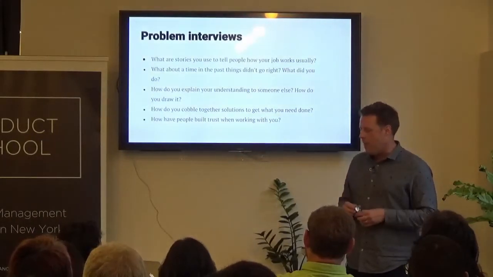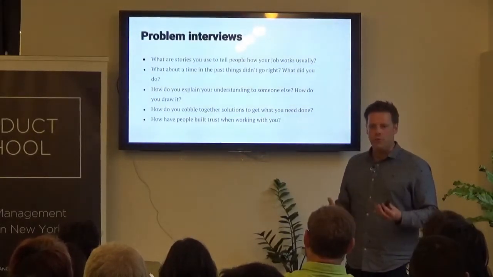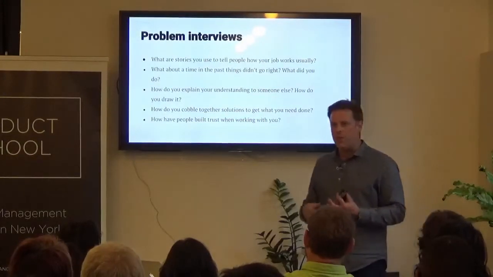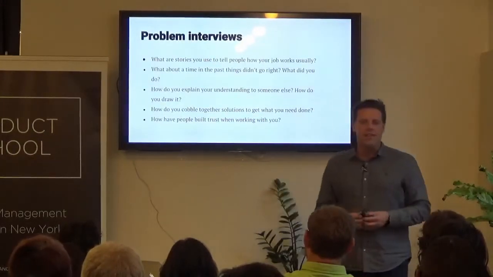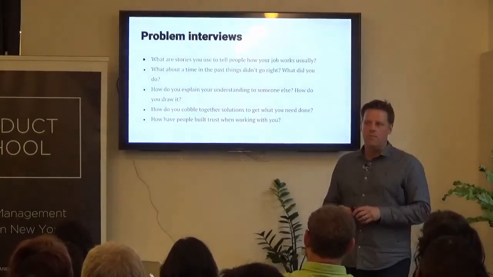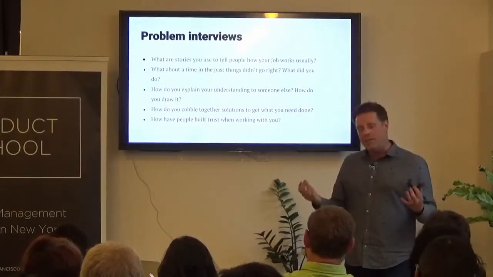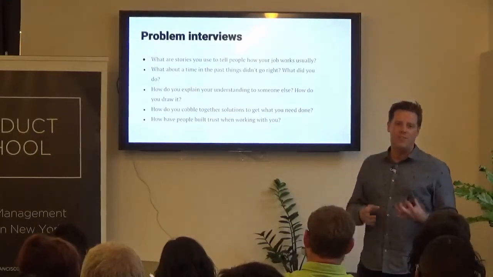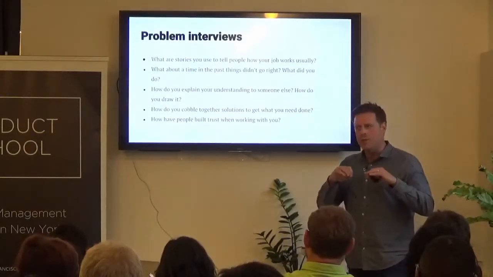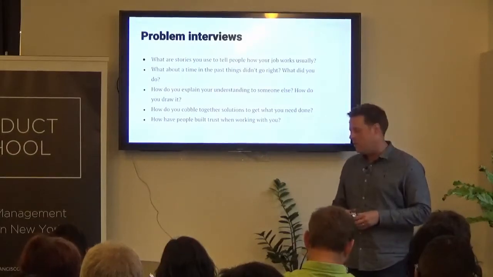Tell me about a time in the past that things didn't go right. Like, what did you do? In those particular cases, that helps you understand that when the machine will make a mistake, how does that actually work within the organization? Is it a really big deal? Is it not a big deal? And that starts to help you understand and break apart what is the trust within that organization itself.